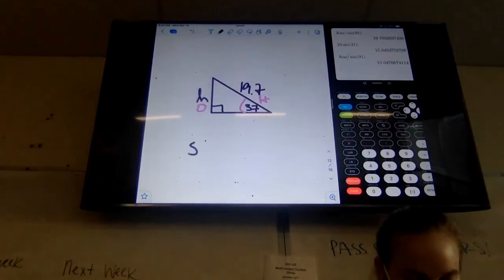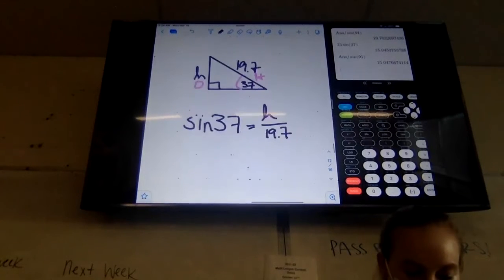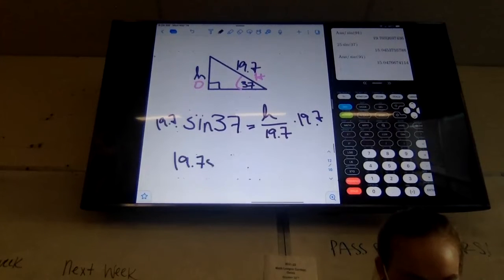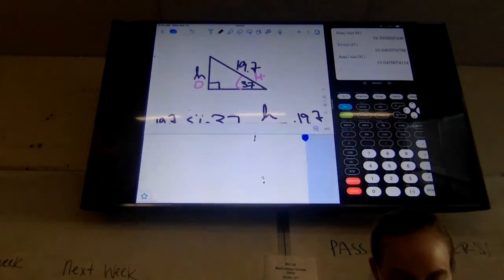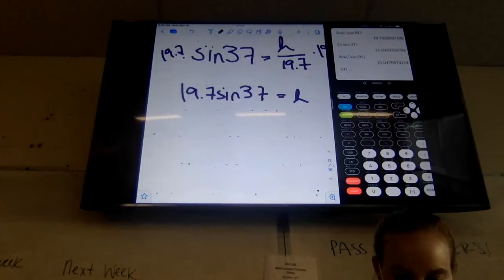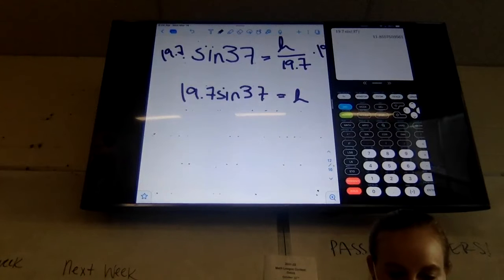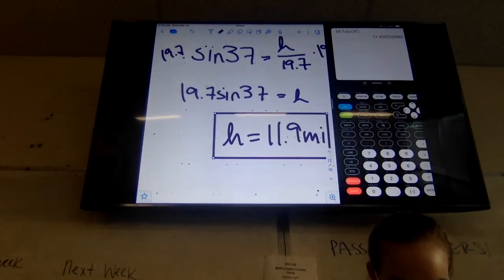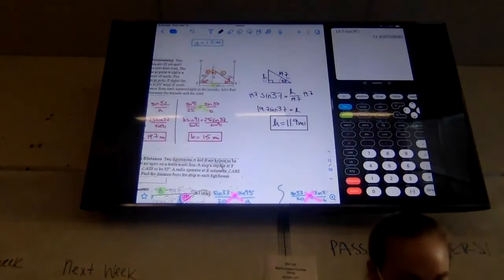I will do sine of 37 equals H over 19.7. I will multiply by 19.7. If I could get a decimal, that'd be cool. There we go. 19.7 times sine of 37, and I'm going to get 11.9. All right.